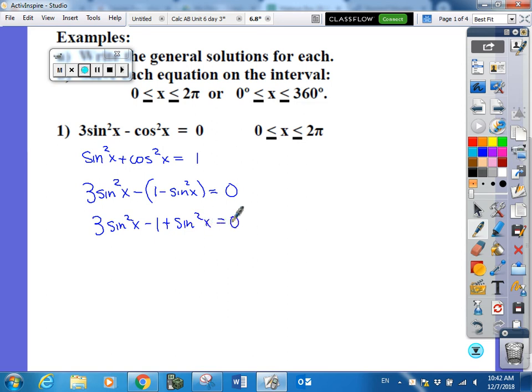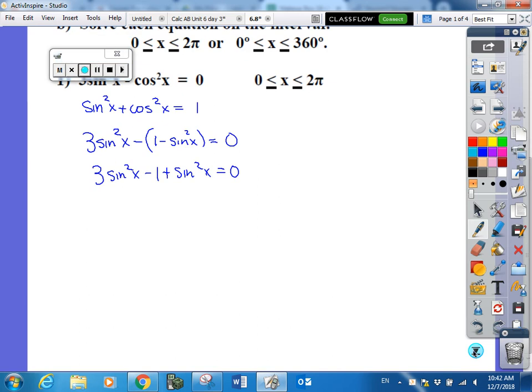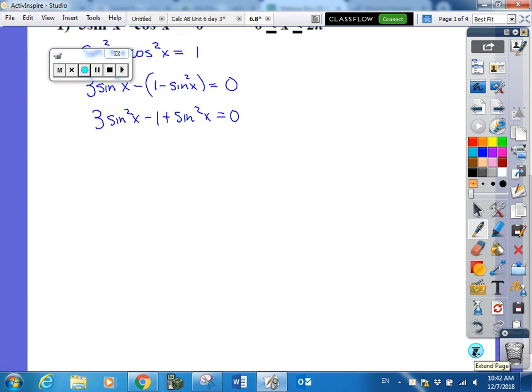And now all I'm doing is adding and subtracting like terms, getting things all on the same side. If there's just a squared term when I'm done, then I can solve using square roots. It all just depends on what is happening here. All we have is a sine squared. So 3 plus 1 is 4 sine squared x. Because there's no sine x, I don't have to worry about factoring. I can just bring that 1 over and solve. Divide by 4.